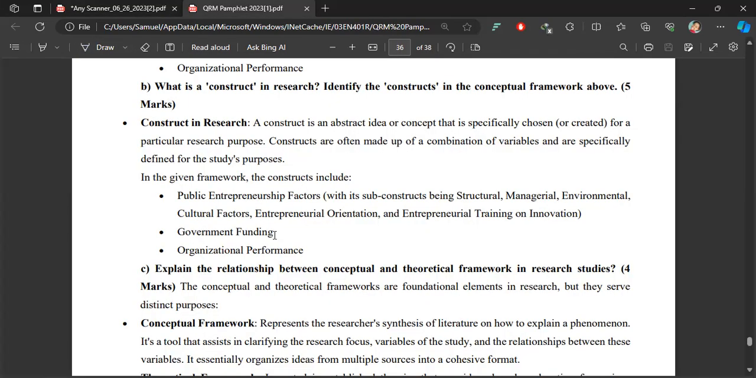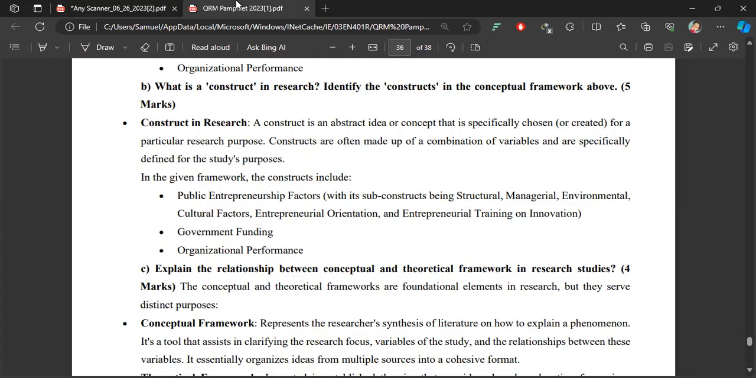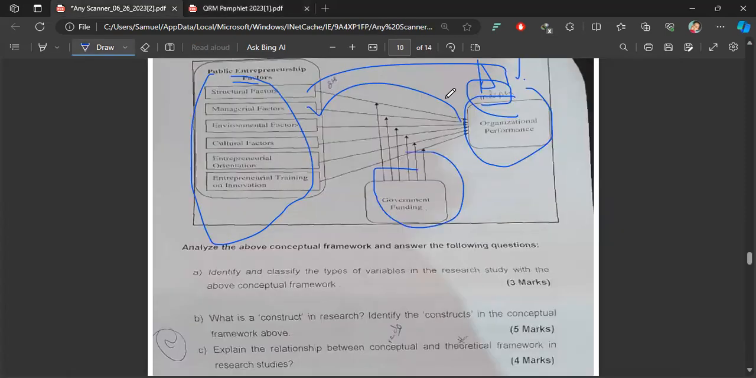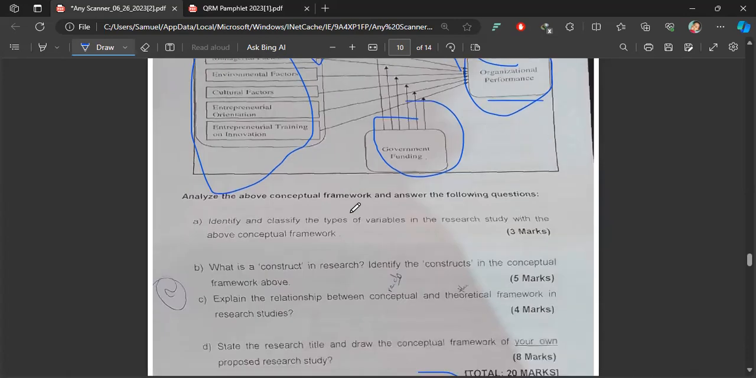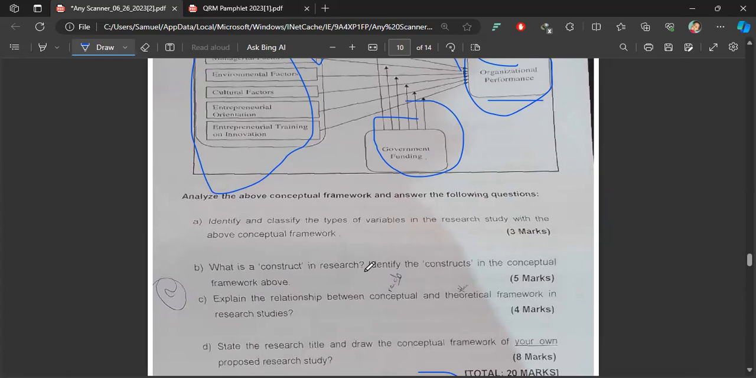Okay, and we've got government funding, which is here as the mediating variable. Okay, and we have the organizational behavior, which is now the organizational performance. Okay, so we have the constructs as in the variables that have been made or combined together to form up an idea or topic. So all these variables are just the very same constructs that we have. Okay, so this is a very free mark because it's just repeating what's been written above.